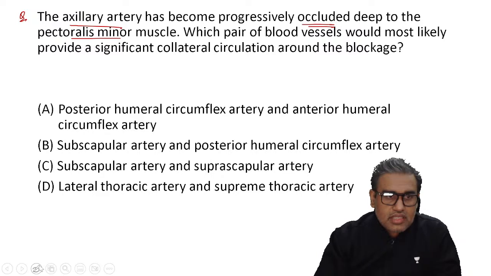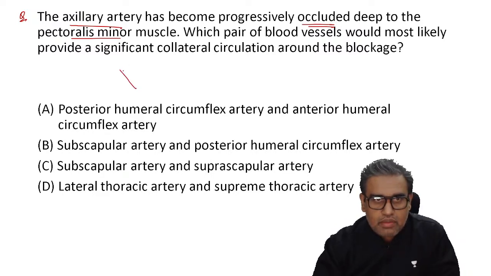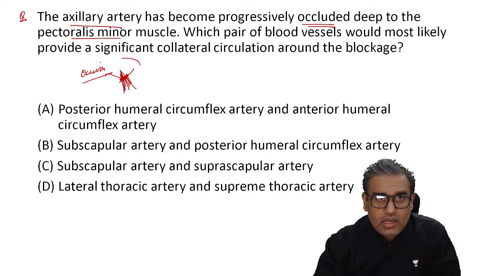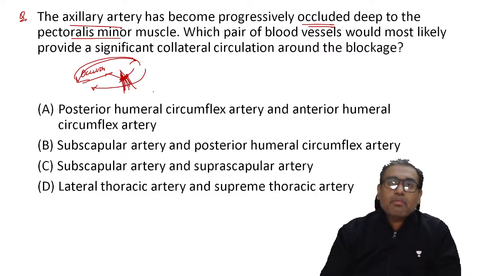So here you have a muscle that is pectoralis minor. Just imagine, and deep to it you have an artery over here which is getting occluded. Then what collaterals can supply the upper limb?